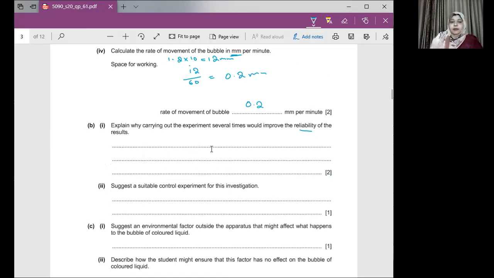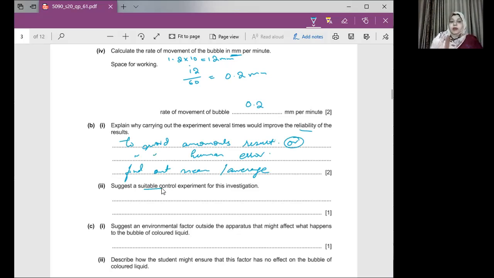Now, next is explain why carrying out the experiment several times improves the reliability of the result. Reliability means to avoid the anomalous result. It means, or you can write to avoid human error. Or secondly, it will help you to find out the mean or average.